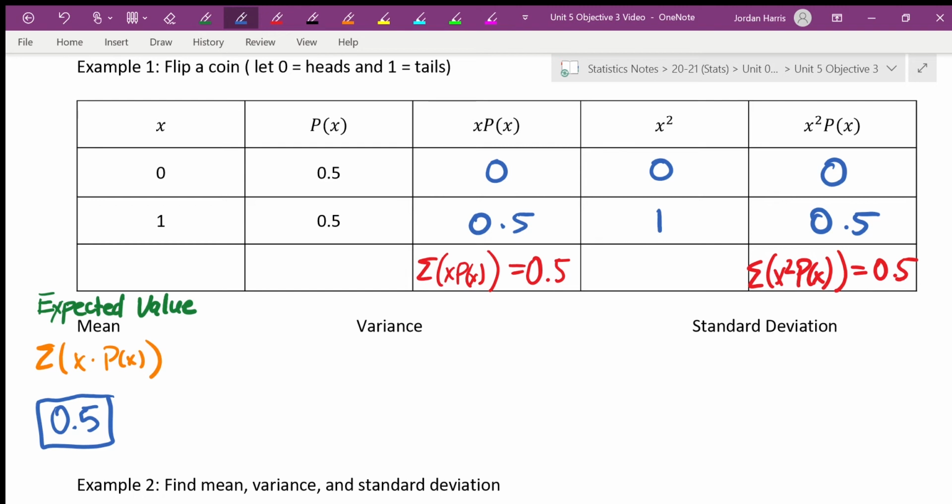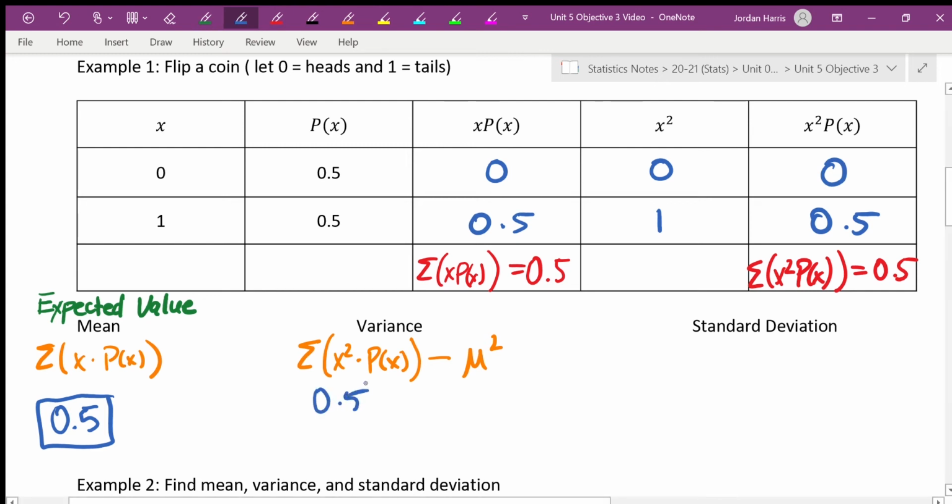The variance has a little bit more involved. I have the sum of x squared times p of x, which we already found is 0.5, minus the mean squared. A lot of people forget that step. So let's actually calculate it now. I have 0.5, the sum of x squared p of x, minus the mean squared. Use your calculator. In this case, it's 0.5 squared, because that's what we got for our mean. Type that in, and you get your answer of 0.25.